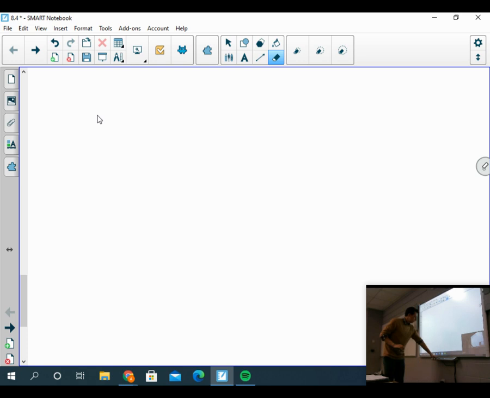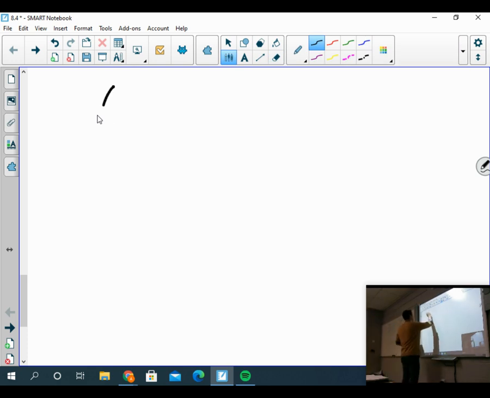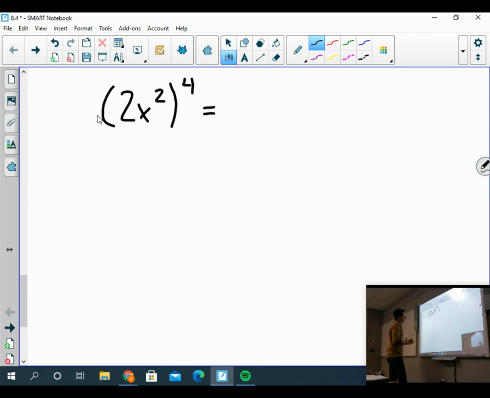So let's look at another example. 2x squared to the 4th. Again, I would encourage you to try this one on your own. Now, on the surface, this example looks fairly similar to the one we just did. In fact, it might look a little bit easier because we only have one set of parentheses. But I think it's actually a little more complicated.